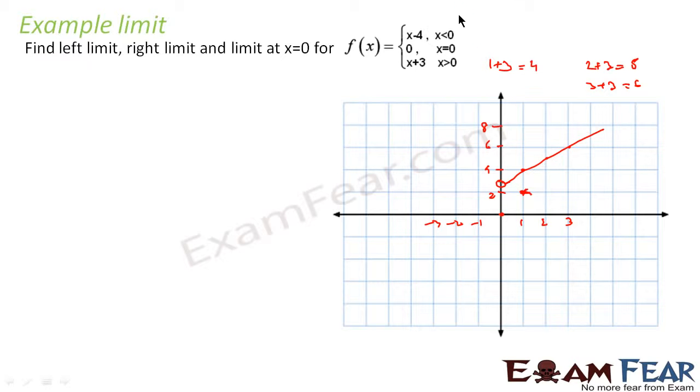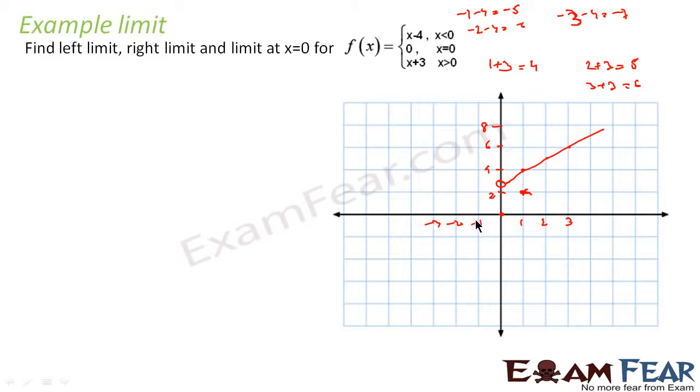X equal to minus 1. This value is minus 1, minus 4. That is minus 5. X equal to minus 2. This is minus 2, minus 4. This is minus 6. X equal to minus 3. You get minus 3, minus 4. That is minus 7. This is the value we get for various values of x.